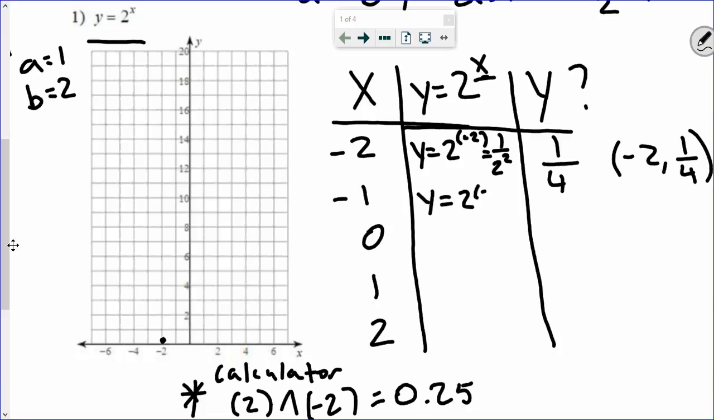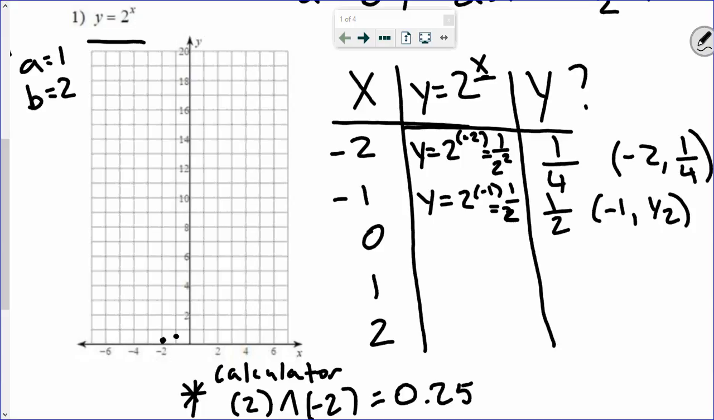So 2 to the -1st power. Well, that would be, again, property of exponent, 1 over 2. When I move that 2 to the denominator, my exponent becomes positive, so this is 1 over 2 to the 1st power, which is, of course, just 1/2. So when I plug in -1, I got 1/2. So that is my ordered pair. Come over here to -1 on my graph for the x value. I'm going to put about 1/2. So 1/2 will just be slightly above my quarter point.